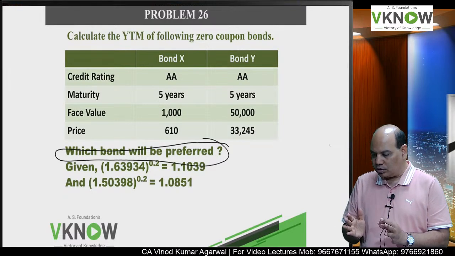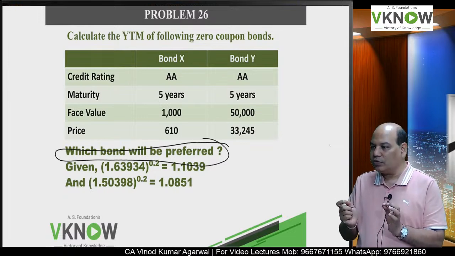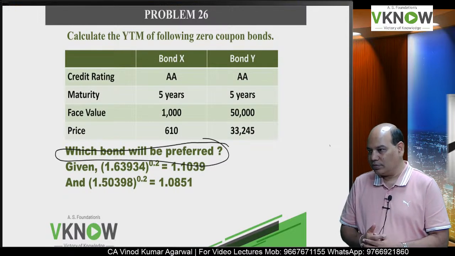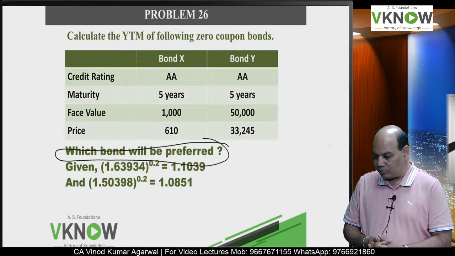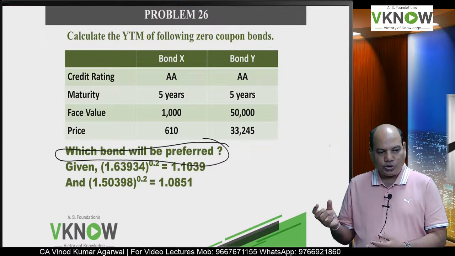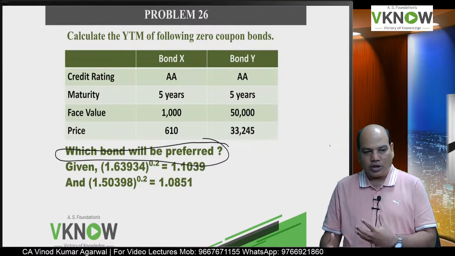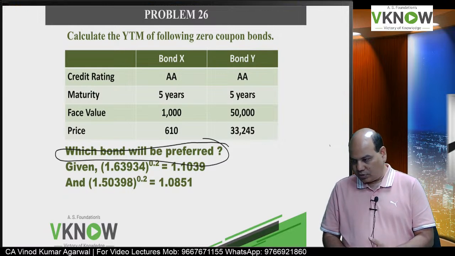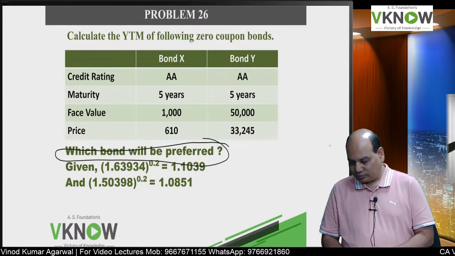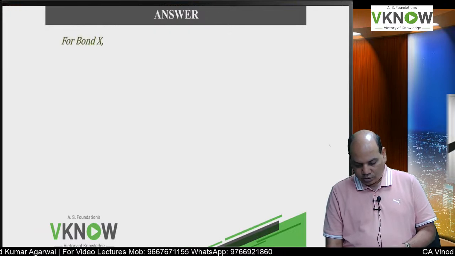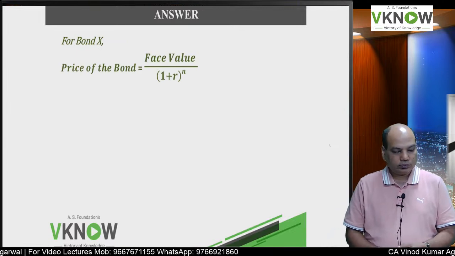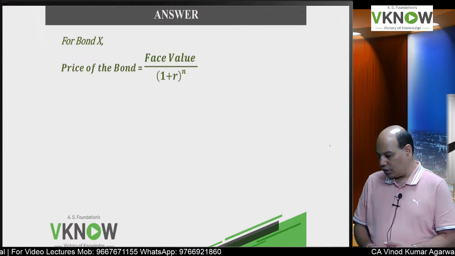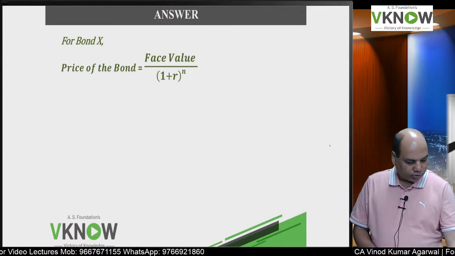To help you, the question itself has given you the factors 1.63934 to the power 0.2 and 1.50398 to the power 0.2. So you will use these same values to find out the answer for these zero coupon bonds. Ready? Very easy question. Write down for bond X.